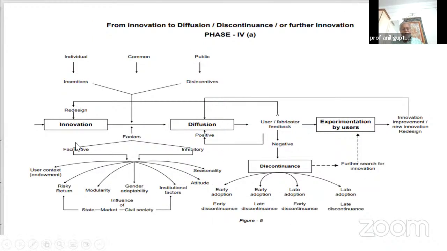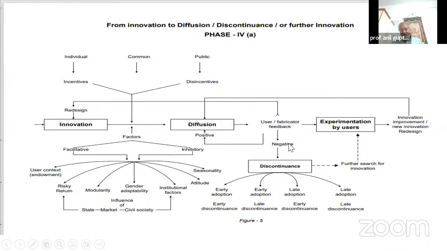Now, there are different factors which facilitate diffusion. We discussed some of them: risk and return, gender factors, seasonality, user context, whether I am rich or poor. Most of these factors we have looked at. Some factors facilitate, some inhibit. And incentives could be individual, common, or collective: lab level incentives, individual level incentives, public level incentives, or disincentives. They together affect the propensity for scholars like you to take steps to diffuse your findings. And then when diffusion takes place, the feedback can be positive or negative.